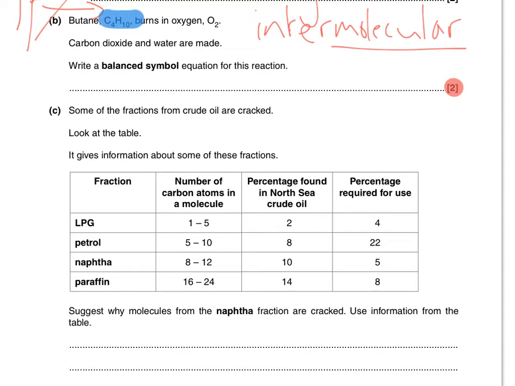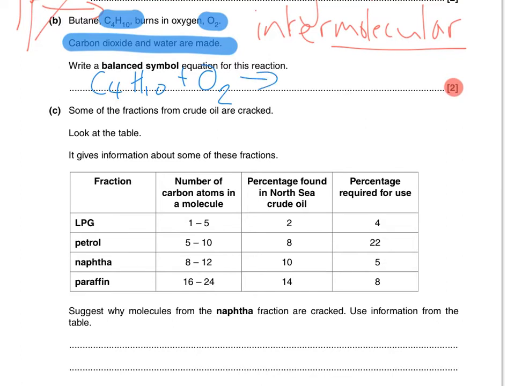You know this: butane reacts with oxygen, and then we get carbon dioxide and water out the other side. If you just write that down as a symbol equation, then you get a mark. So let's just do that quick first off. So we've got C4H10 plus O2 gives us carbon dioxide, which is of course CO2, and water, H2O. If you just get that far, that is a mark, okay? You don't even have to attempt balancing it, and you get yourself a mark.